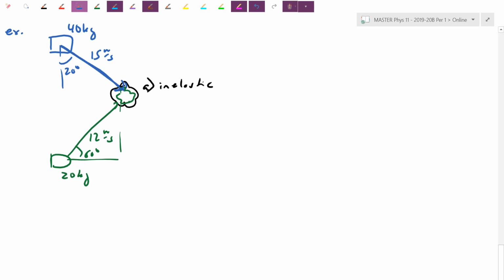We'll take this one here. I would first calculate momentum. This first arrow is going to be 40 times 15. 40 times 15 gives you 600 tendency to stay in motion. That's at 20 degrees. When I go down and to the right, I'm going down and I'm going right. So this is going to be my P1y, my P1x.